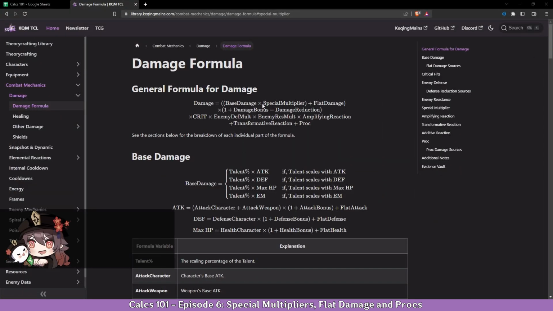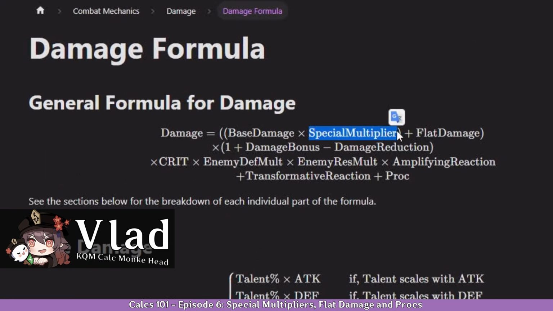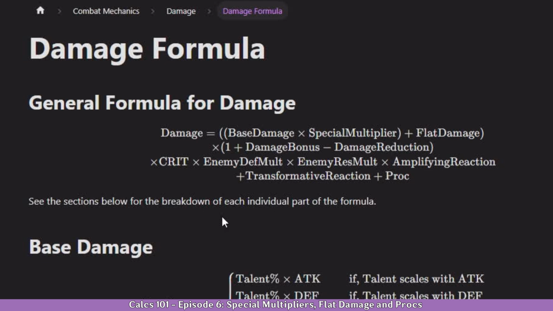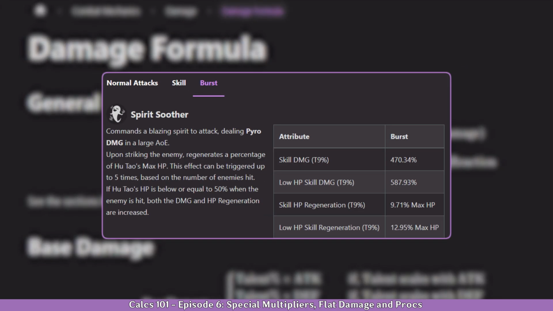Let's start with the special multiplier. We can see it here as it is multiplied with the base damage. What exactly does it mean? Well, the special multiplier is a value that scales off a talent. It's not the basic base damage calculation you have, like it deals a percentage based on the character's attack. No, the special multiplier will scale off another talent.